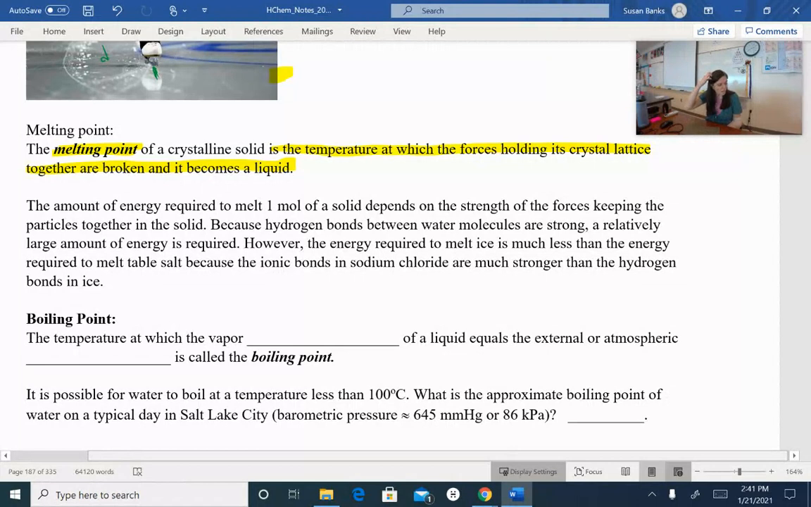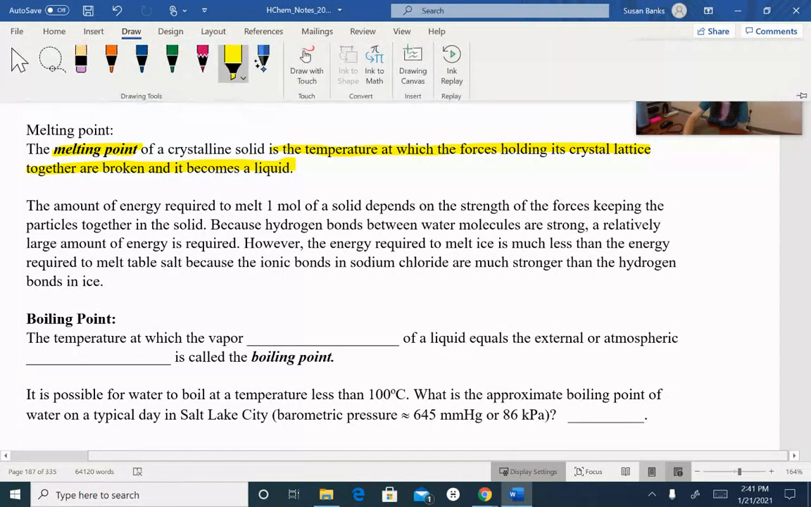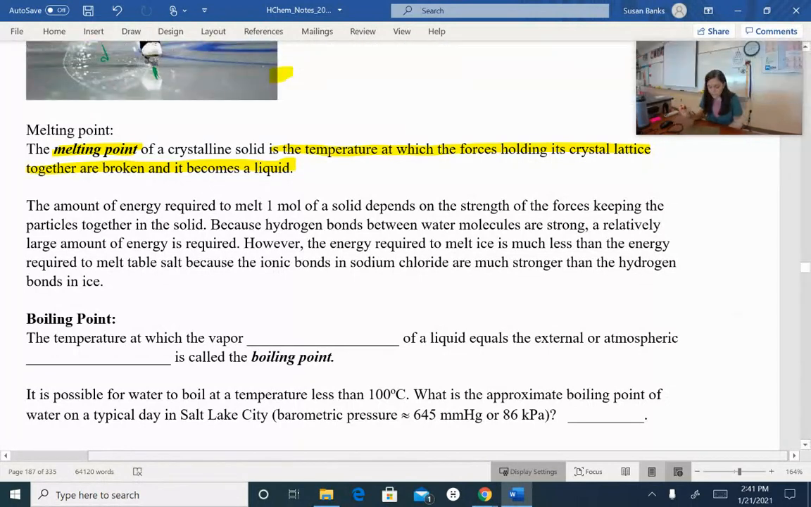Okay? Boiling point. Let's talk about boiling point. Now, boiling point, we usually say, oh, it's 100 degrees for water. But once again, we can change that with the pressure. Boiling point is really the temperature at which the vapor pressure, remember the vapor pressure is all the molecules vaporizing from the surface of a liquid, so the pressure of those molecules coming off the surface of a liquid equals the external or atmospheric pressure.